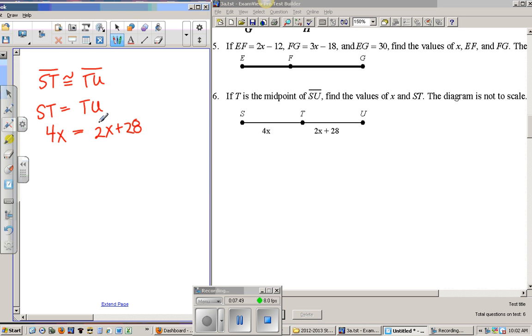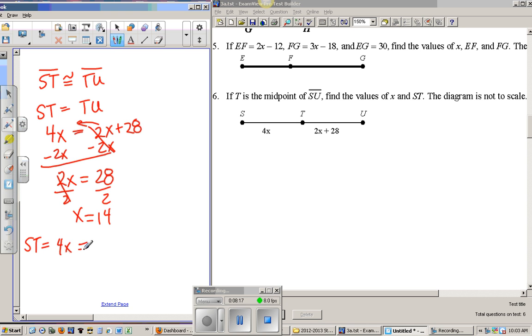Solving the equation. Remove that across by subtraction. So I have 2x equals 28. I'm going to solve for x by division. x equals 14. But they also want to know ST. Just as we did the other one, ST equals 4x, or 4 times 14, which gives us 56.